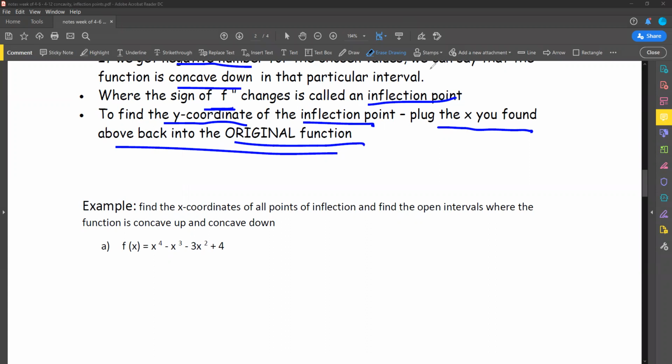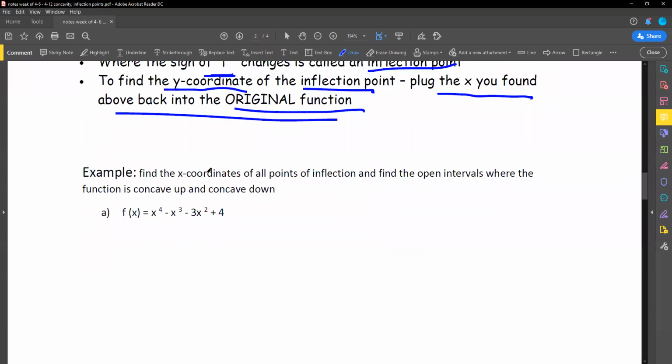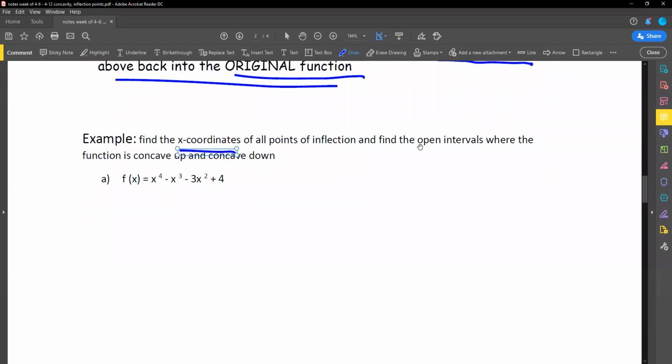So what I'm going to do, let's stop that. We're going to go here. All right, so it says find the x coordinates of all points of inflection and find the open intervals where the function is concave up and concave down. So this is all about the second derivative. So I have to take two derivatives.